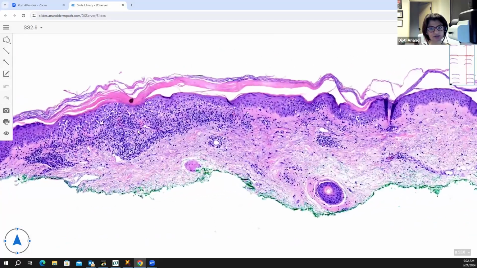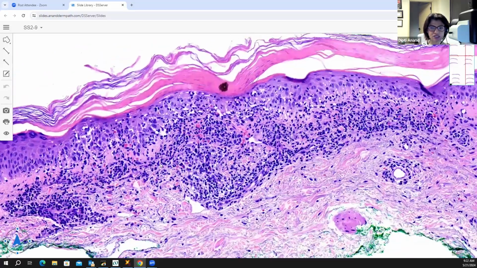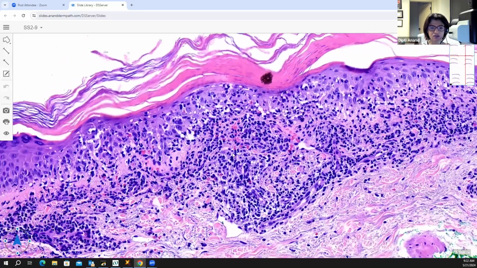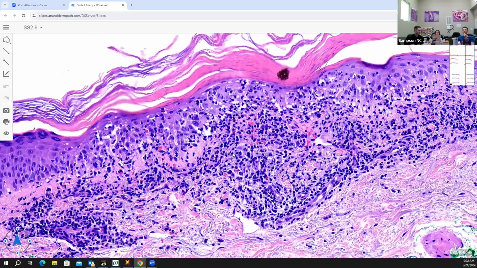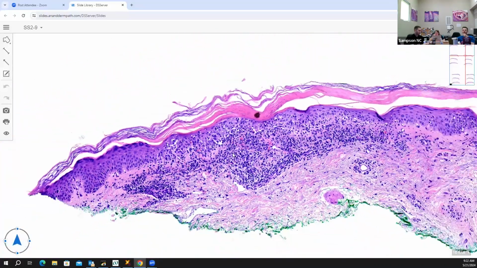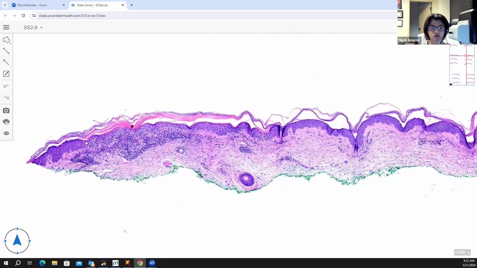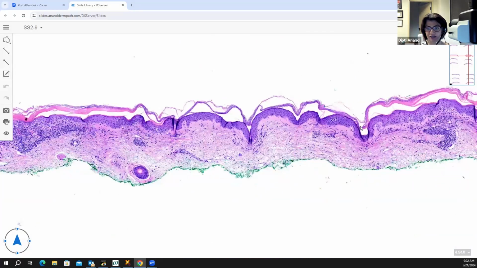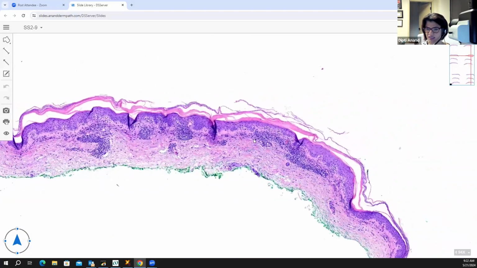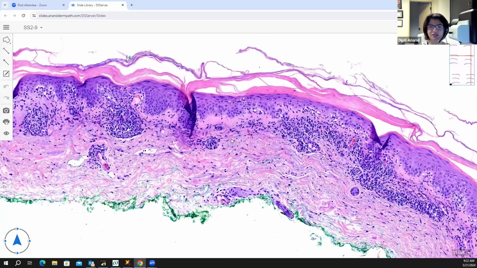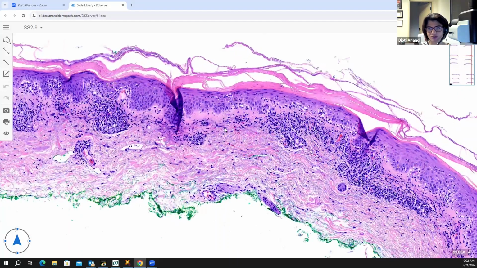Why would you see interface? You said vacuolar, right? Why would you see that in a PPD? The interface change in any PPD is not really destructive. So you started very well. You call this an interface vacuolar. What would be the second step after determining interface vacuolar? What's the second thing you have to do?